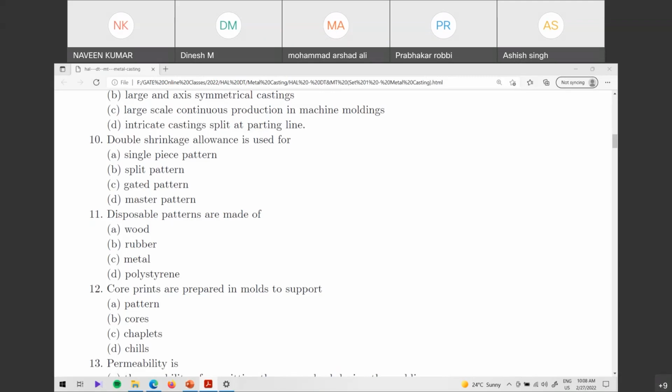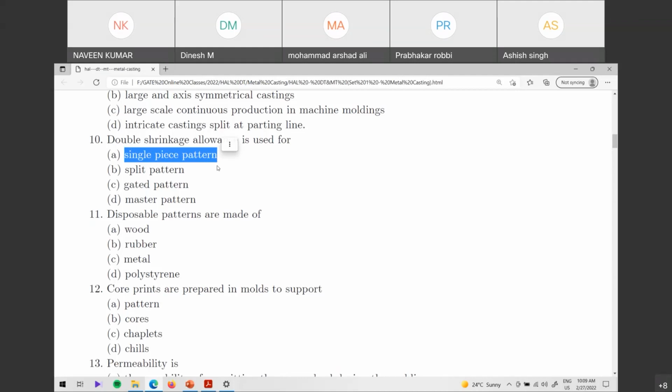So the answer for the 10th one is D. Why is it D? I'll tell you. Here, single piece pattern. Okay, sir, you are making a pattern. From where are you making the pattern? For making a pattern also you have to have a pattern, right? Am I making my logic clear?